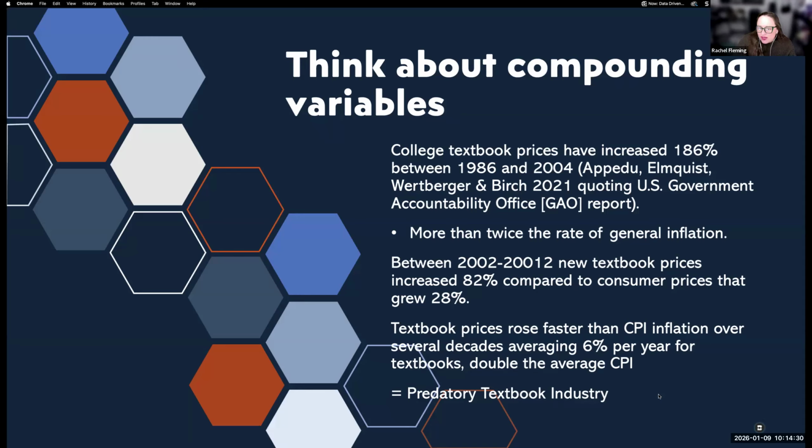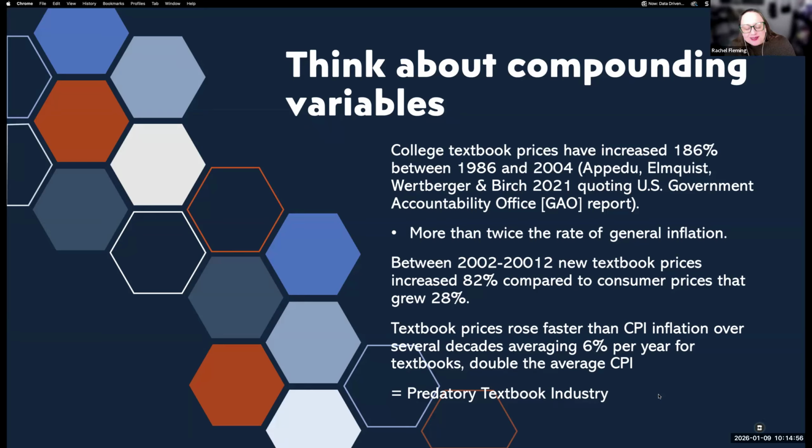And then from 2002 to 2012, they basically increased 82% compared to 28% for the consumer price. So compared to the CPI inflation, we're looking at double the rate. And it just means that the textbook industry is extremely predatory. They know that students need these books. They know that students are hoping for a better life. And so they're really capitalizing on this. And it's a $4 billion a year industry as of right now.